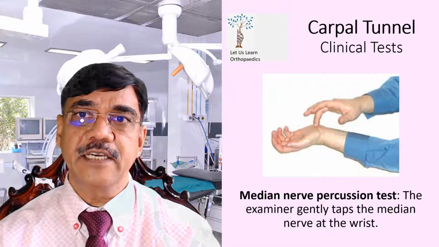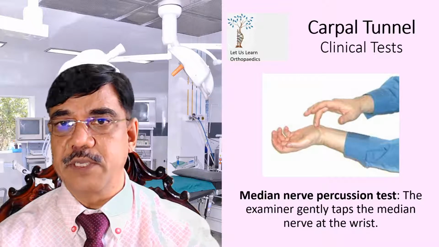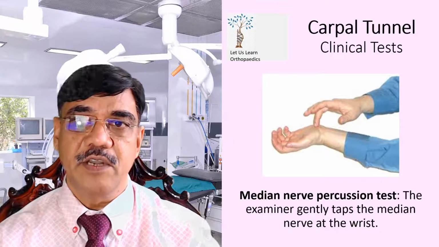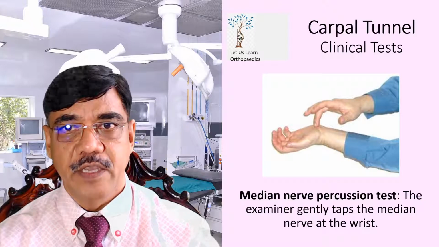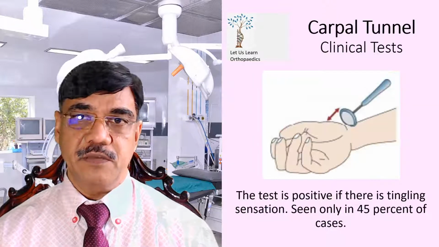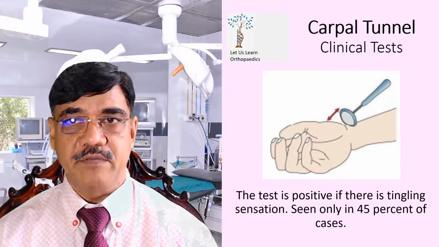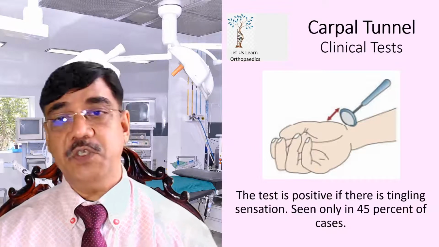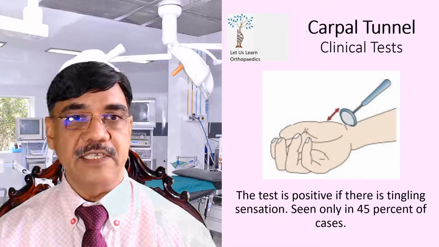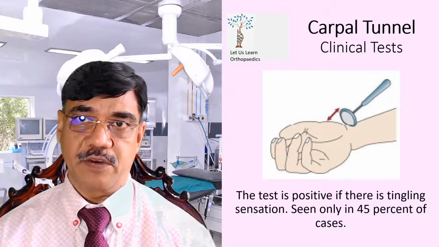The third clinical test is the median nerve percussion test. Now look at this particular picture, how the median nerve is being tapped. So the examiner gently taps the median nerve at the wrist. He can also use a tendon hammer for tapping. The test is positive if there is a tingling sensation. It is seen in 45% of the cases only.